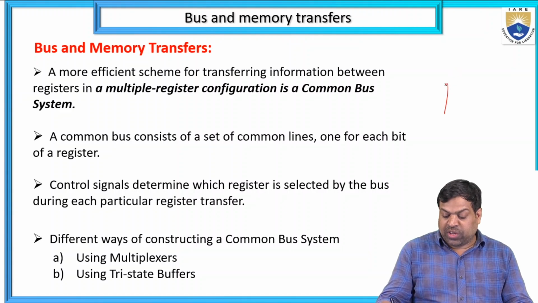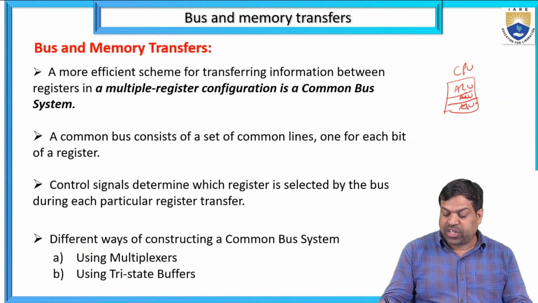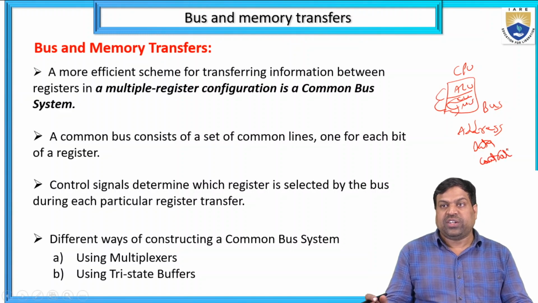When we are using the CPU, in the CPU there are the ALU, the memory unit, and the control unit. When we go for the control unit and the memory unit, it is the interfacing between the bus and memory. Bus means there are the address bus, data bus, and control bus. The address bus registers are different, the data bus registers are different, and the control bus registers are different.